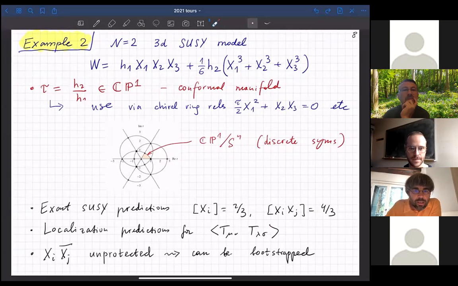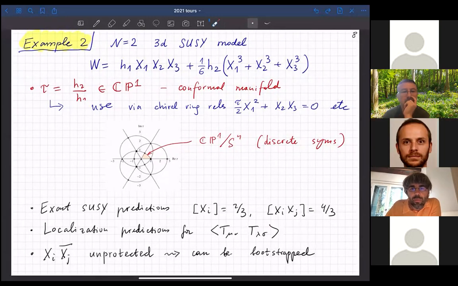Okay, but let me then discuss another example, which is maybe more interesting for this audience because it has something to do with supersymmetric field theory. In this particular example, I consider the N=2 three-dimensional supersymmetric Wess-Zumino model with this superpotential, which has three chiral multiplets, and there's a cubic coupling x1 x2 x3, and there is another cubic term x1 cubed plus x2 cubed plus x3 cubed.